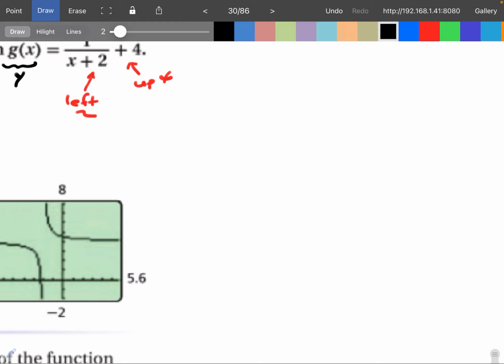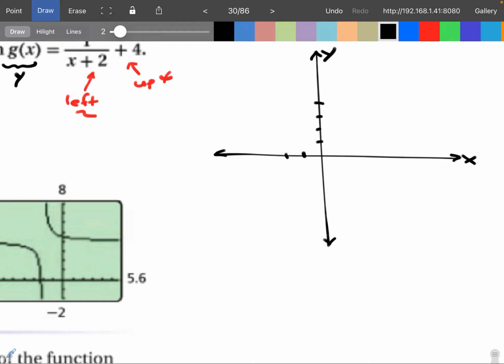So let's do the graph first, because I think it's easier to answer the questions if you do that. So we'll put the graph over here. And I guess I could label everything for once here. Basically, we're going to take that point where the vertical and horizontal asymptotes cross at 0, 0, and move it left 2 and up 4. So now those asymptotes are going to cross right there.